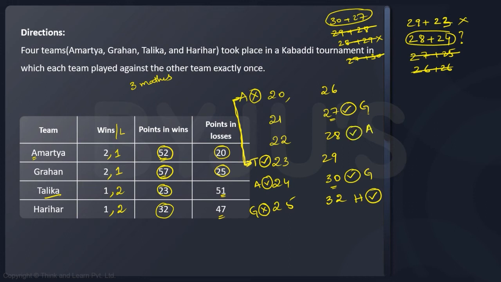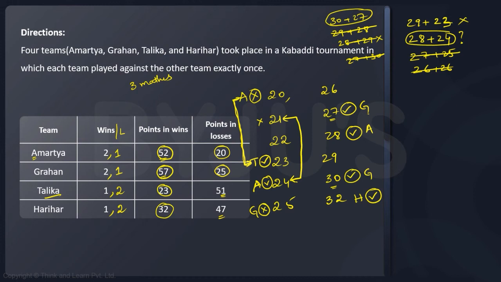Now, if Amartya is winning at 24, clearly 21 should be a losing score, because Amartya could be winning only against this one person, whoever got it. So this person has lost with 21, whoever that is. Okay, so 52 is done.